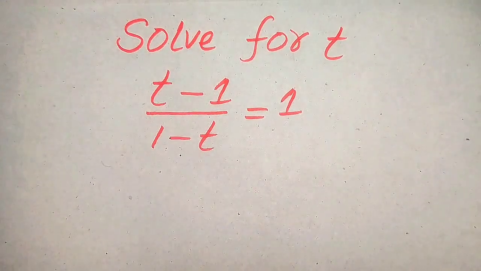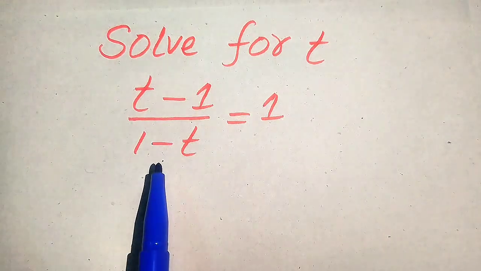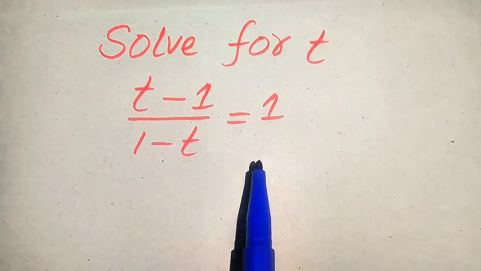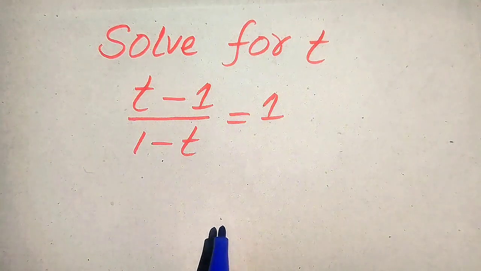Hello everyone, how to solve this problem for the values of t if we have (t minus 1) divided by (1 minus t) is equal to 1, and we solve this problem for the values of t.